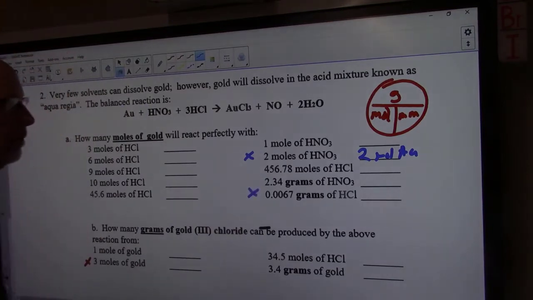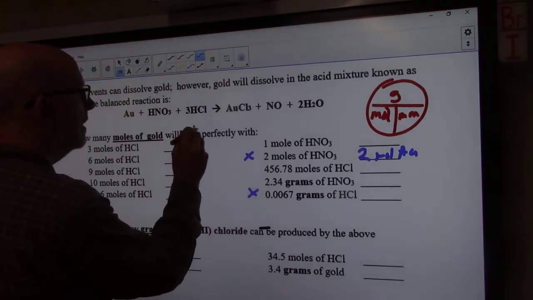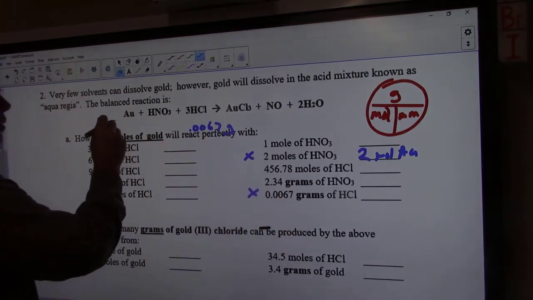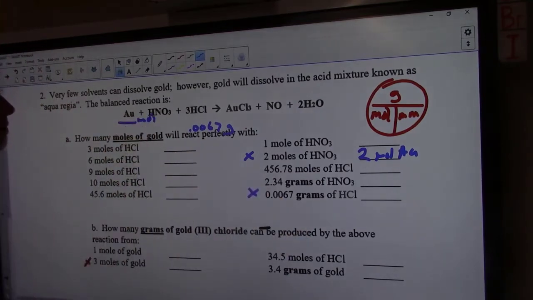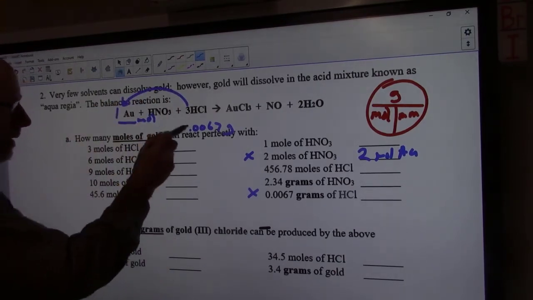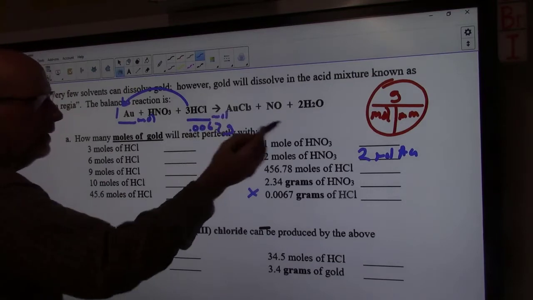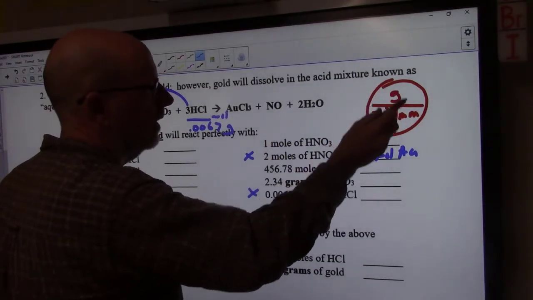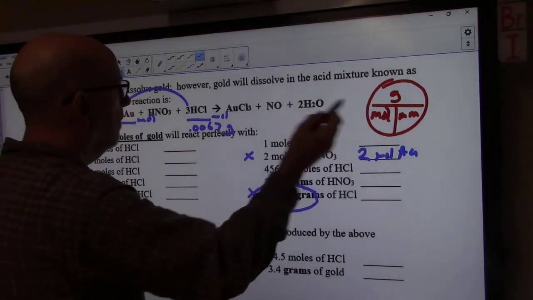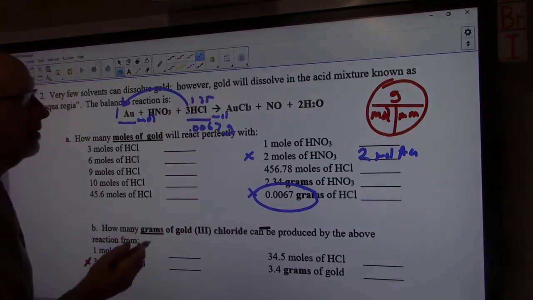Let's do this one. 0.0067 grams of HCl. So I need to write kind of small. 0.0067 grams of HCl will give me how many moles of gold? Well, I need to recognize that this is a 3 to 1 mole to mole ratio. So I need to get the moles of HCl first. And to get the moles of HCl, I need to use my little calculator. Moles equals grams divided by molar mass. So I've got 0.0067 grams given to me, divided by molar mass of HCl, which is 1 plus 35. Use your periodic table, that's 36.